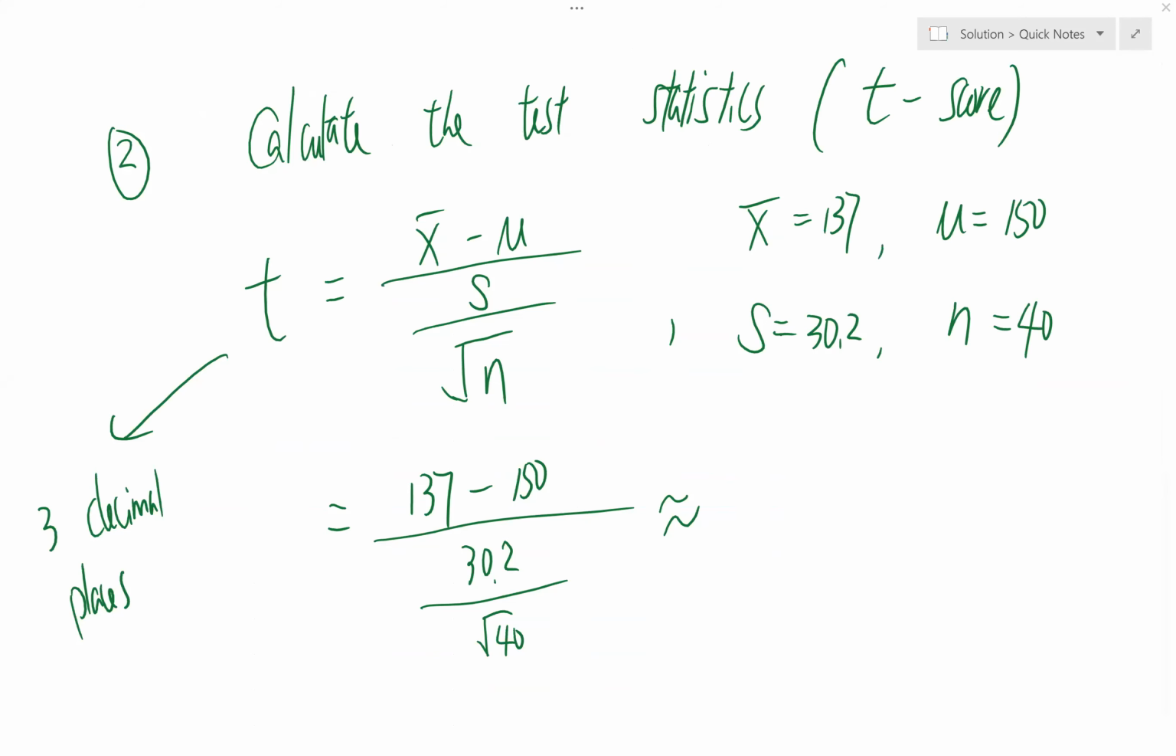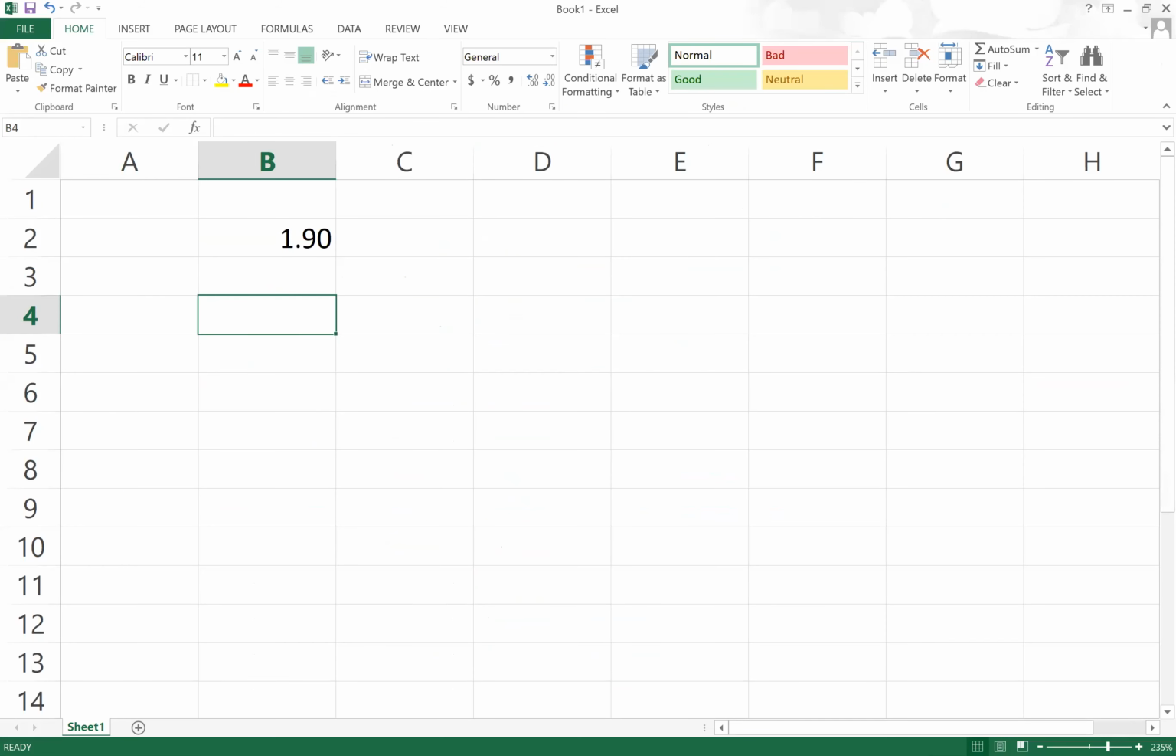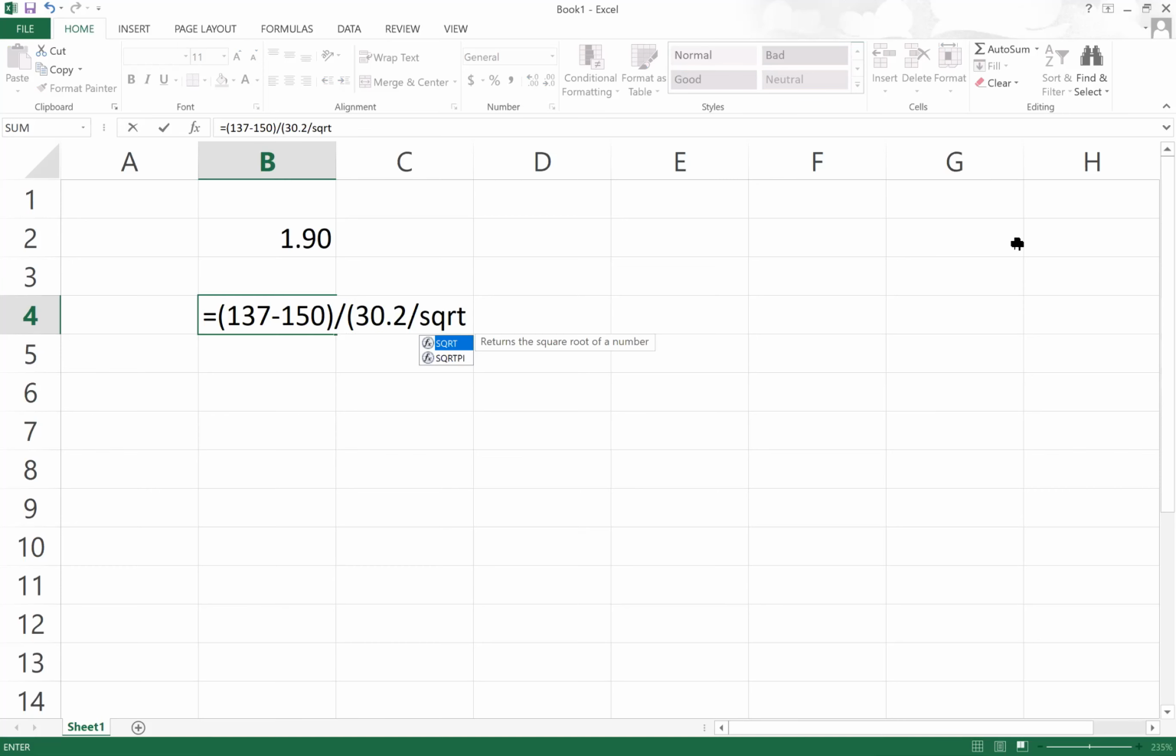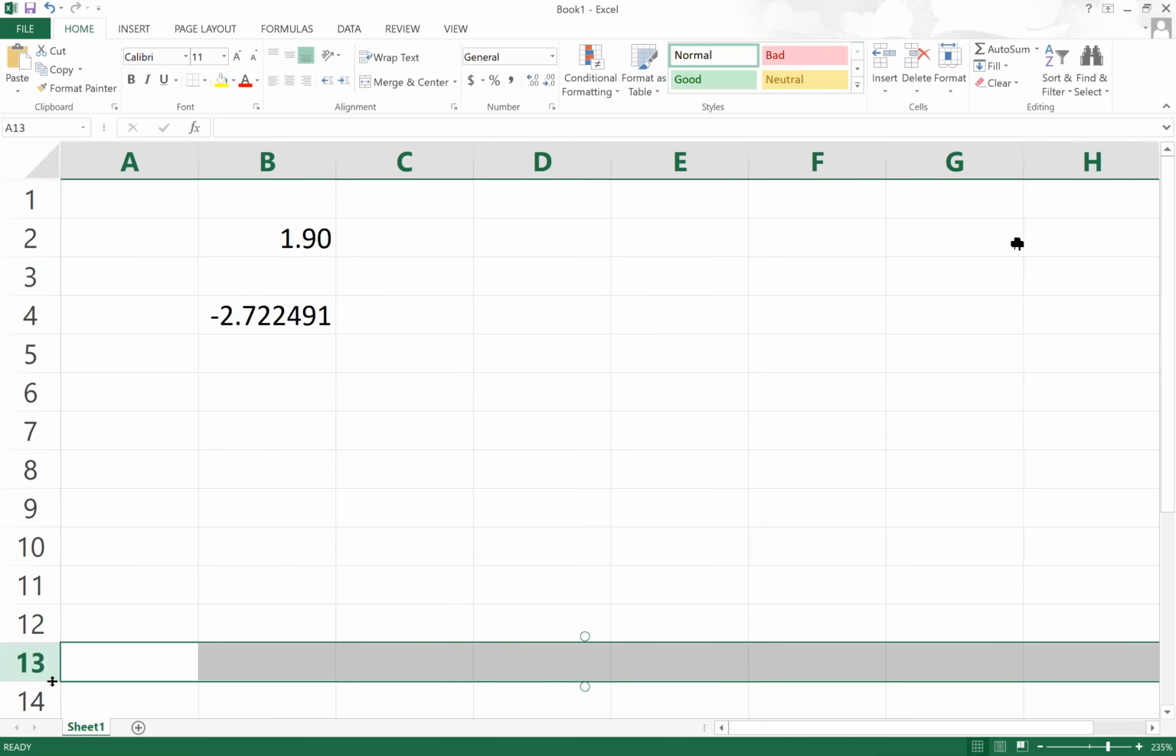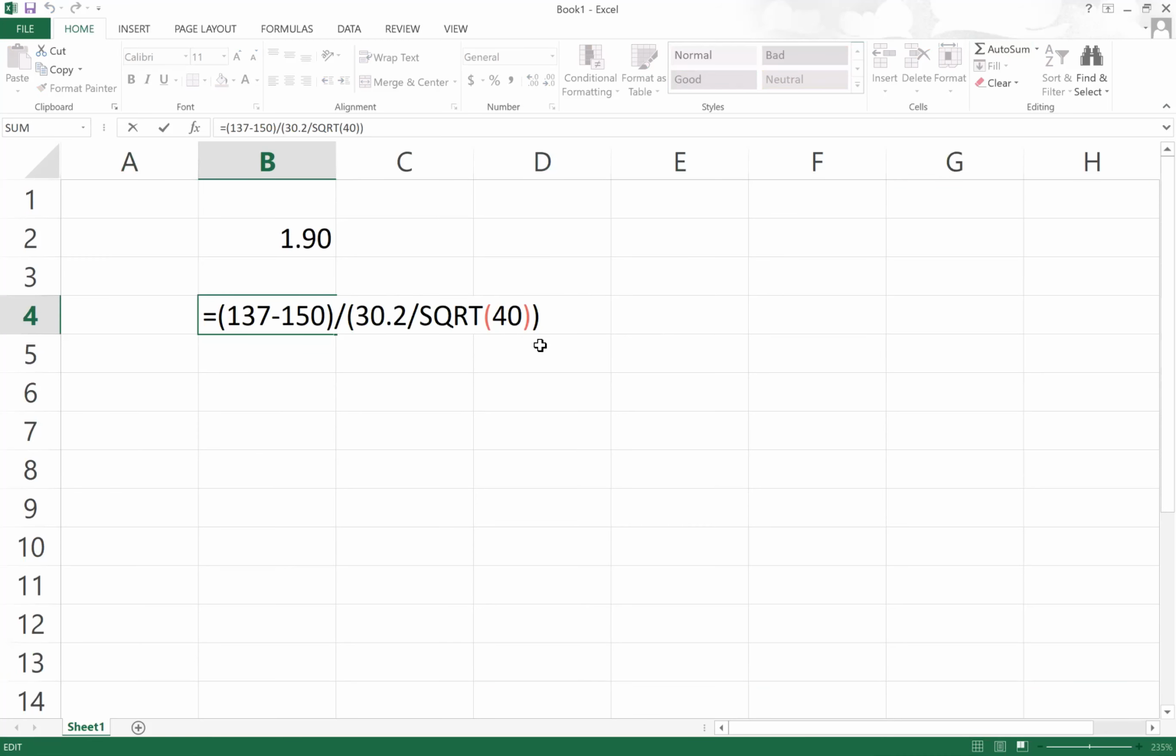Now go to Excel and let's input the calculation: equal sign, 137 minus 150, divided by 30.2 divided by square root of 40. Okay, and that's pretty much it, right? So that's the proper input. And once you hit enter, you get a result. That will be a negative number. And we want 3 decimal places. Okay, so it's negative 2.722. And that's the number we're looking for, negative 2.722.